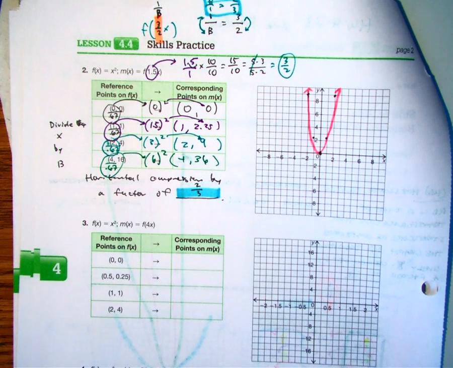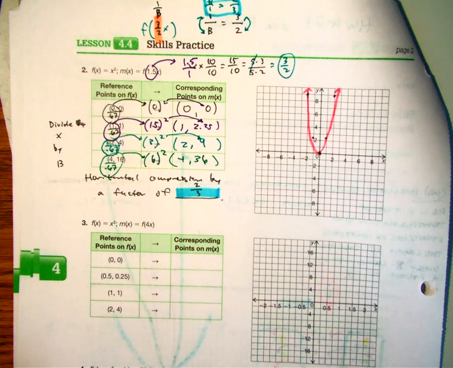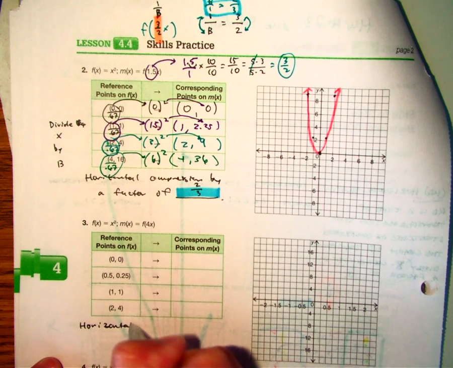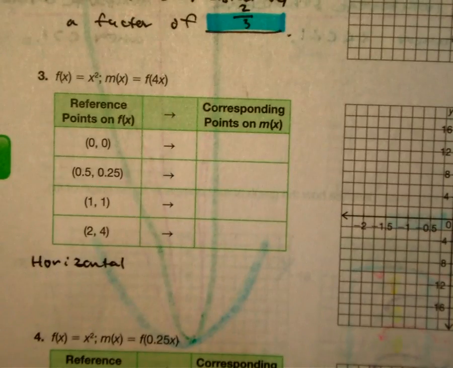Sarah, help us write a sentence. This is a horizontal. Echo?